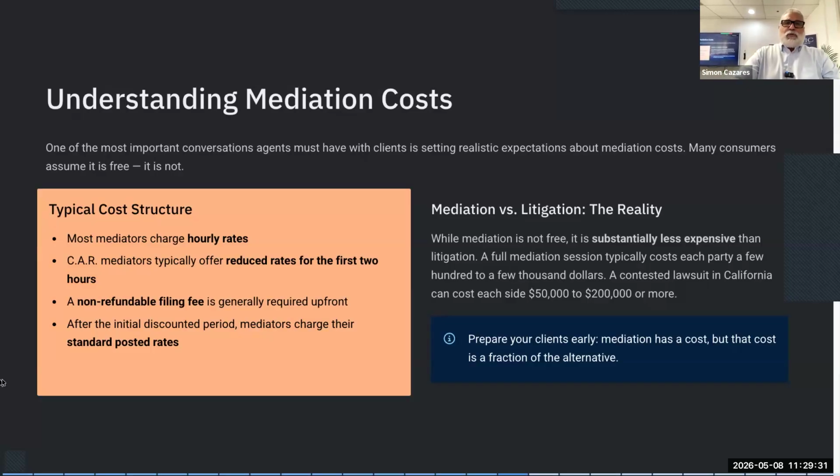So, typical cost structure: most mediators charge hourly rates. CAR mediators typically offer a reduced rate for the first 2 hours. A non-refundable filing fee is generally required upfront. After the initial discount period, mediators charge their own standard rates, right? So the faster you can come to a resolution, the less likely it is to hurt your pocket. As I mentioned, I think CAR has reasonable prices. I believe it's about $500 for each party, and I think it's 2 hours. Most situations can be knocked out in 2 hours.